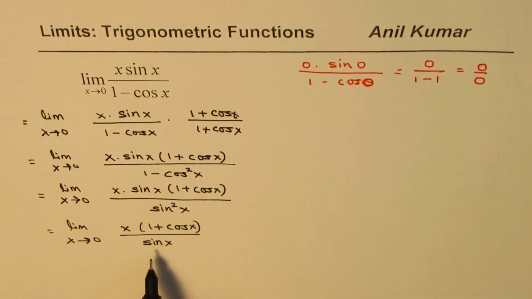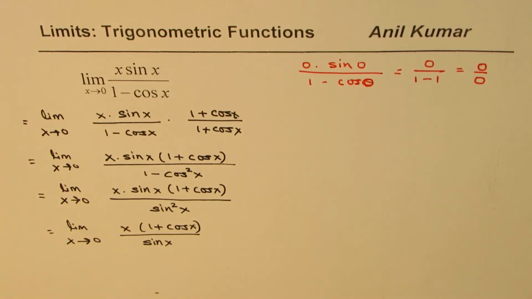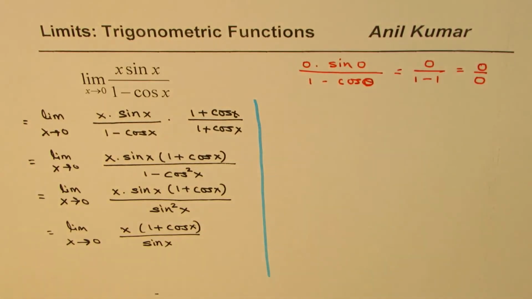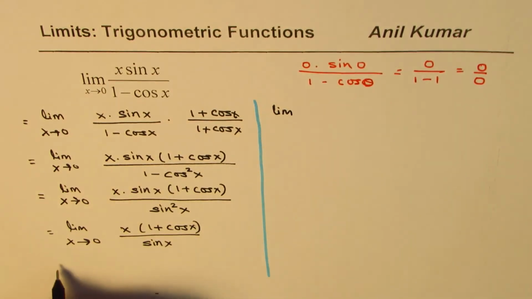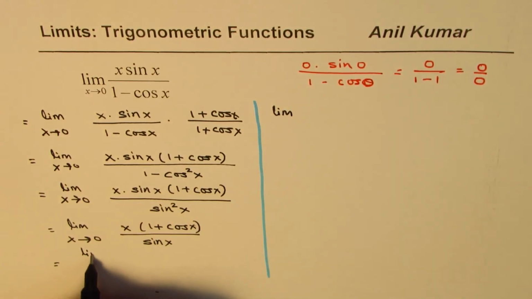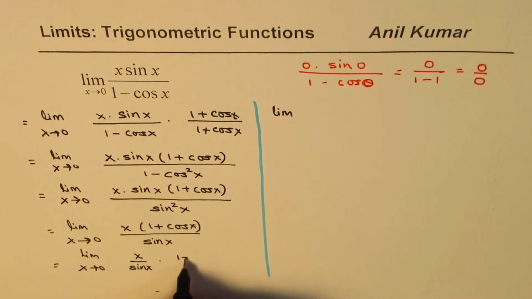Right? Now we have a similar expression which could be simplified. X over sine x, limit x equals 0 is 1, correct? So we could actually simplify this. Let me rewrite here first. We have the limit as x approaches 0, and we could write this as x over sine x times 1 plus cos x.